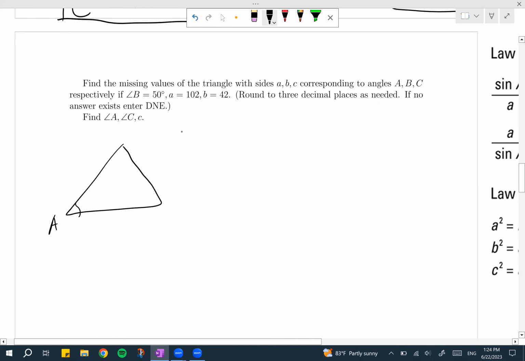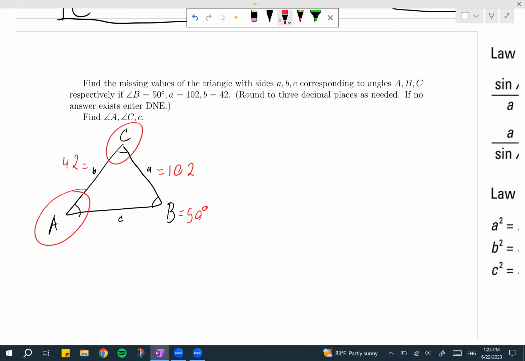This is side big A. This is angle big A, side little a, angle big B, side little b, angle big C, side little c. Alrighty, and they told me my angle big B is 50 degrees. They told me little a is 102, little b is 42, and I need to find big A, big C, and little c.